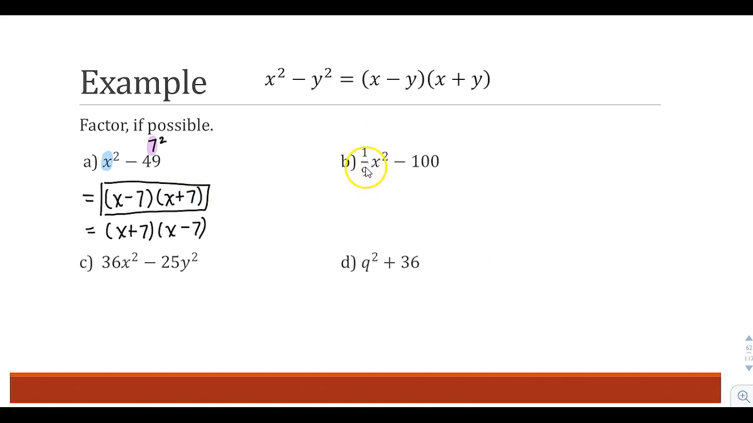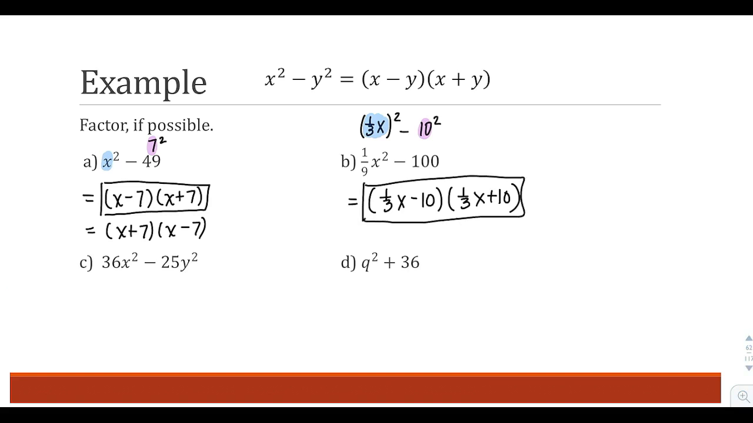In part B, we have 1 over 9 x squared minus 100. So here, 1 over 9 x squared can be rewritten as a quantity squared. So we can rewrite it as 1/3 x as a quantity squared. And then we have minus 100 can be rewritten as 10 squared. So here I have my 1/3 x and then my 10 are the pieces that I'm going to subtract and add together in my factorization. So I'm going to leave my answer as 1/3 x minus 10, 1/3 x plus 10. So this is my factorization. And hopefully you can tell these are quick, we just have to recognize it.